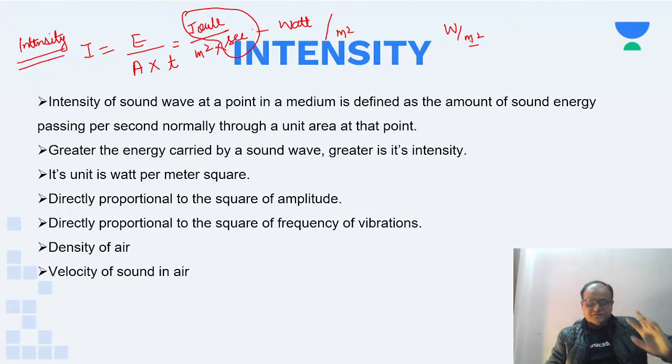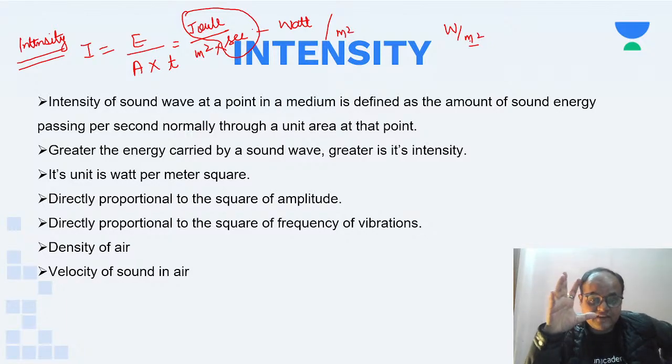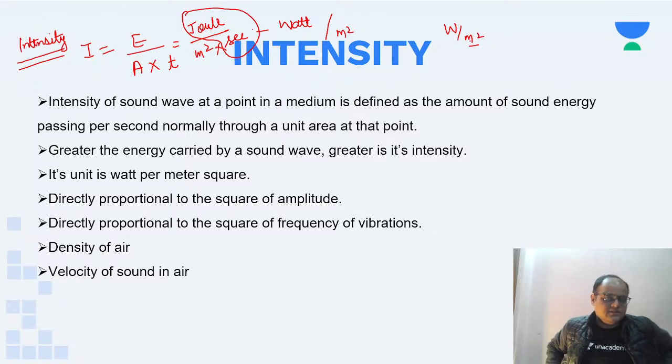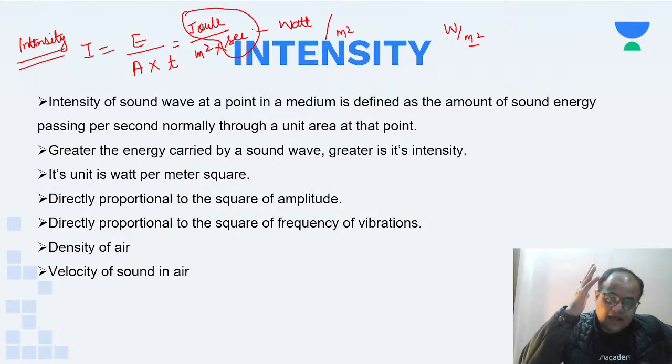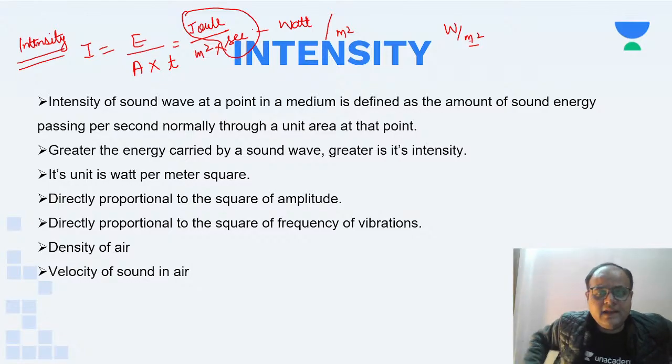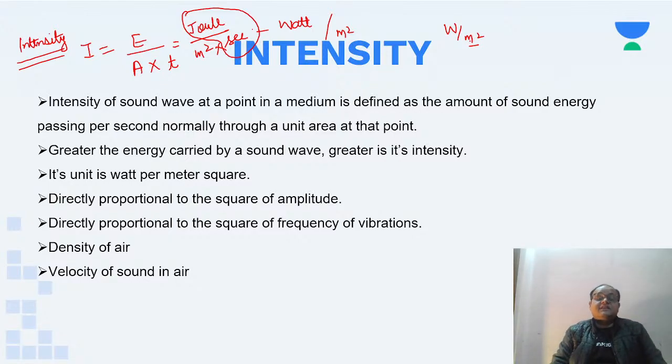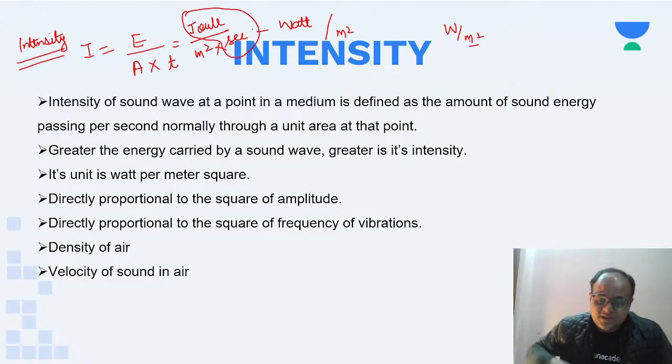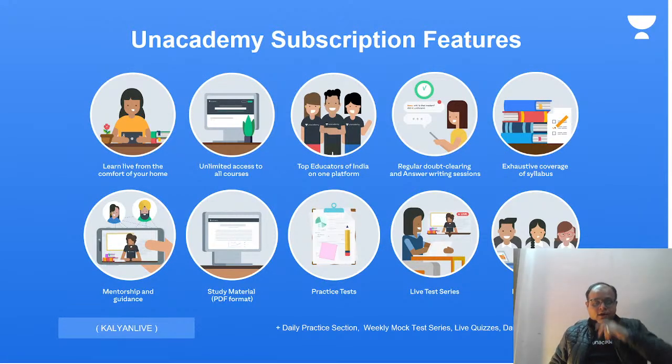So this is the difference between loudness and intensity. A number of times students get confused. If a sound is intense, that means it is carrying a very large amount of energy. If a sound is loud, it means the amplitude is very large. The energy might not be large, but the amplitude is large. For me, the amplitude might be large, but for him, the amplitude might not be large. So loudness is a very subjective term, whereas intensity is an objective term, right? I hope you've understood this.